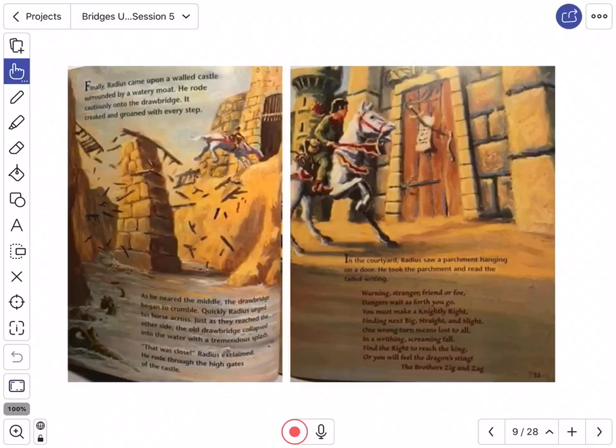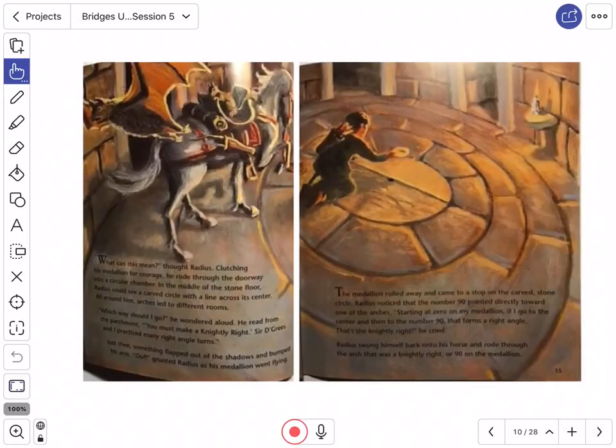In the courtyard, Radius saw a parchment hanging on a door. He took the parchment and read the faded writing. "Warning, strange friend or foe. Dangers wait as forth you go. You must make a nightly ride, finding next big, straight, and slight. One wrong turn means loss to all, in a writhing, screaming fall. Find the right to reach the king, or you will feel the dragon's sting. The brothers Zig and Zag." "What can this mean?" thought Radius, clutching his medallion for courage.